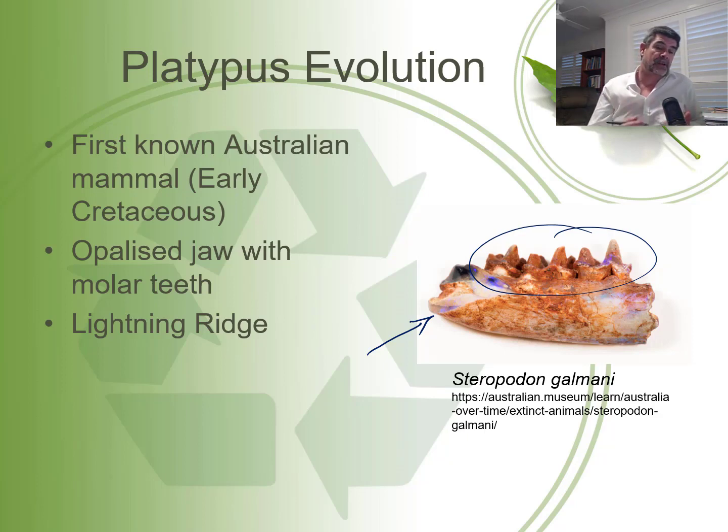But these opalized jaws, these ones that were very much older that we know from the fossil record, do have teeth in the jaws. So they're an interesting comparison point between the fossils that we know of that are platypus-like from the fossil record and the current species that we have today.